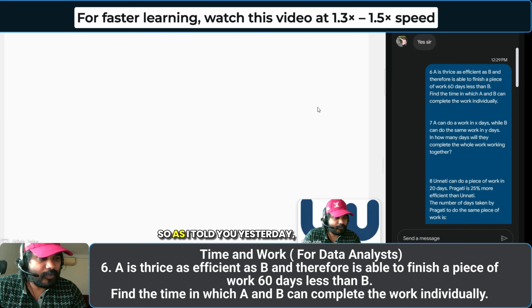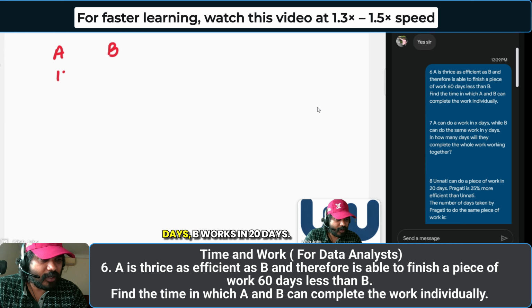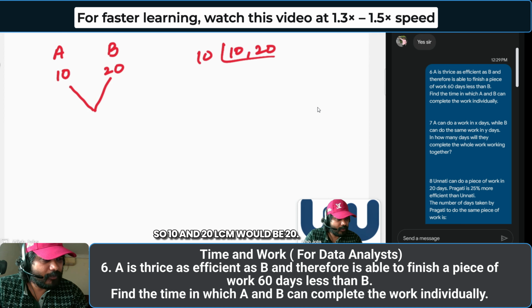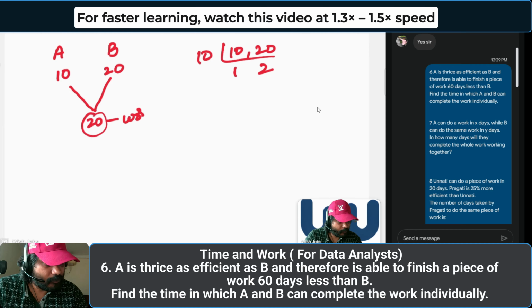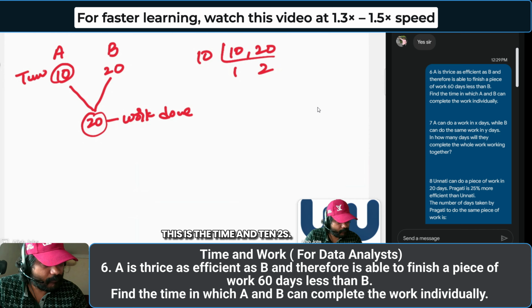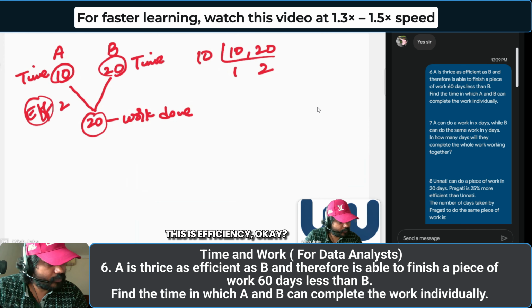Okay, so as I told you yesterday, when you have A and B, for example, A works in 10 days, B works in 20 days. First, you need to take the work done. So the LCM of 10 and 20 would be 20. So this is the work done. This is the time, and this is the efficiency.